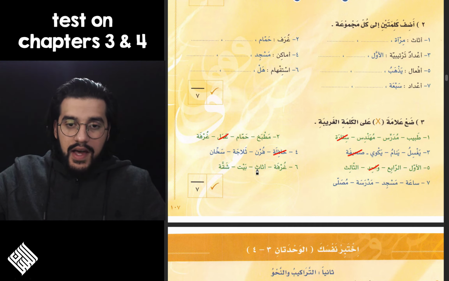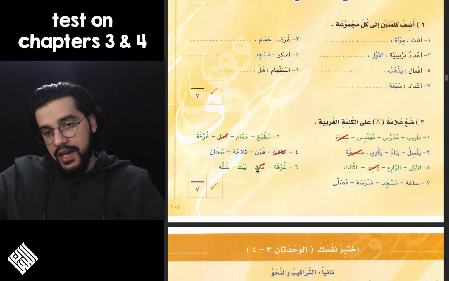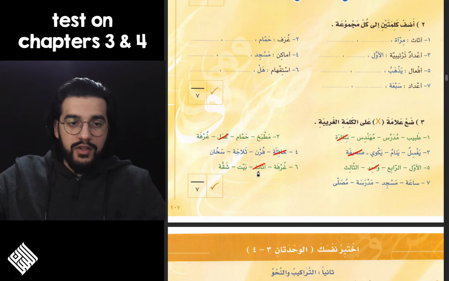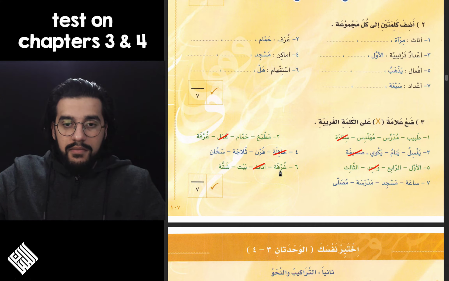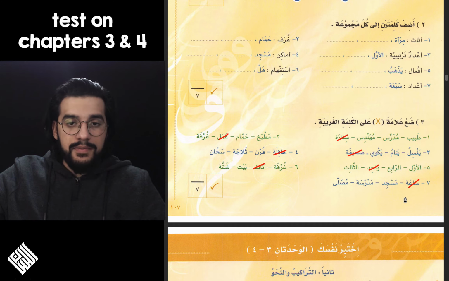غرفة, أثاث, بيت, شقة. It would be أثاث again because it's not a place like غرفة and بيت and شقة. And then the last one here, ساعة, مسجد, مدرسة, مصلى. Again, ساعة is the odd one because it's not a place. Alright, let's move on to the next page.